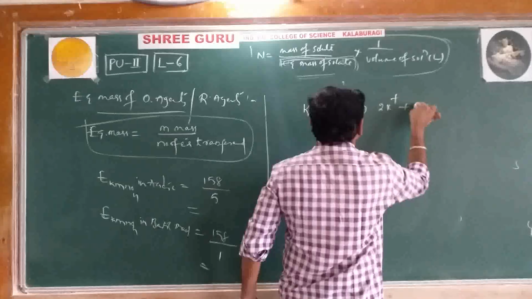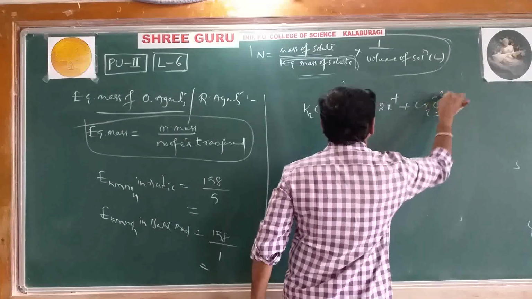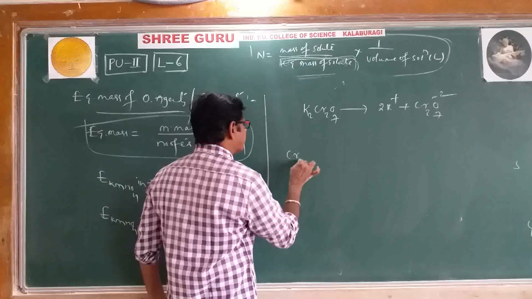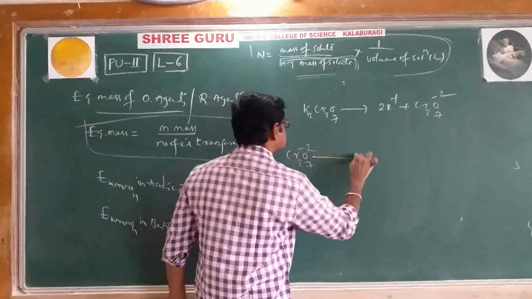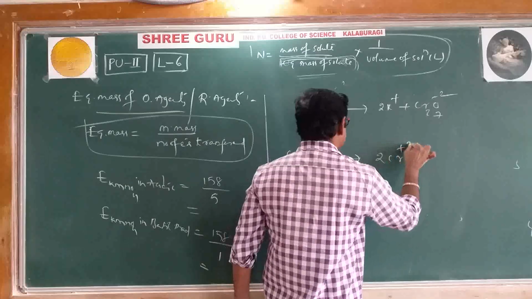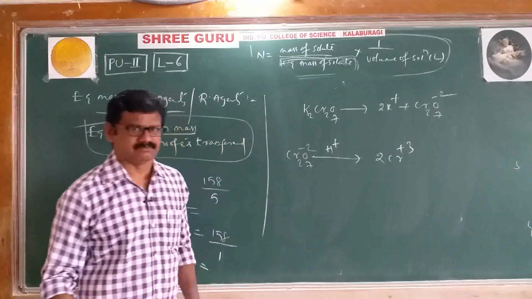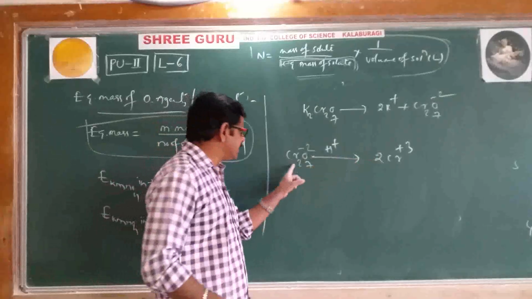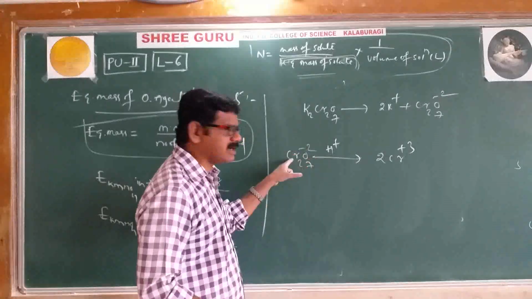2K plus Cr2O7 minus 2, potassium dichromate, also in acidic medium is converted to 2Cr plus 3, of course Cr plus 3. Then in Cr2O7 minus 2, what is the chromium oxidation number?